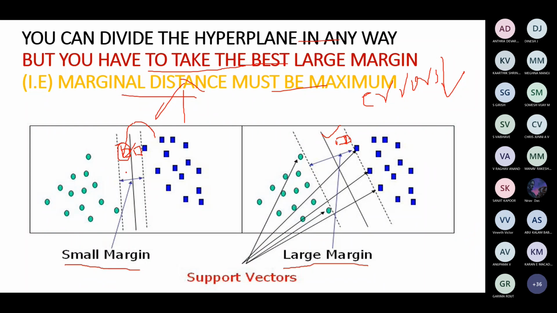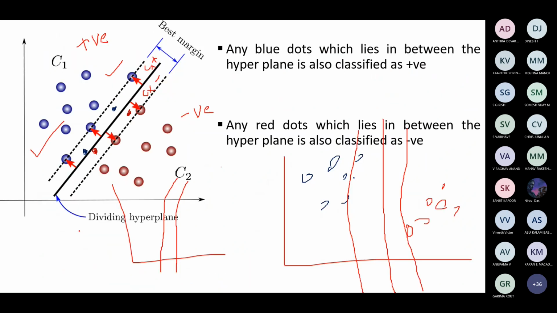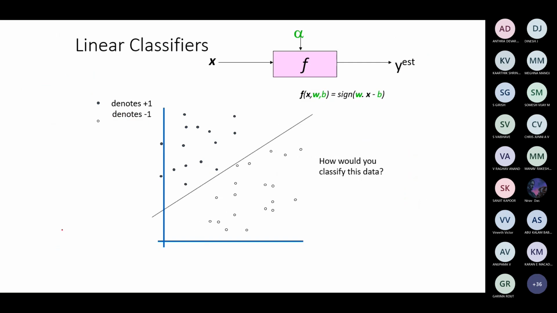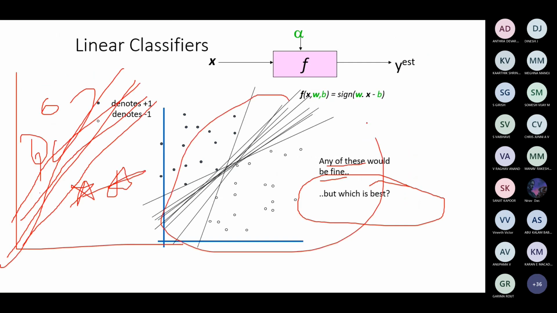Why? One reason is my margin is small here, and here my margin is big. So that's the point we are going for, the maximum. I can classify it in any way, but my main aim is to have the maximum margin in the support vector.